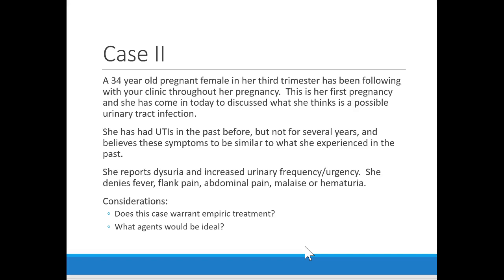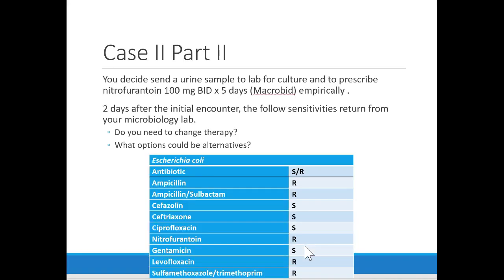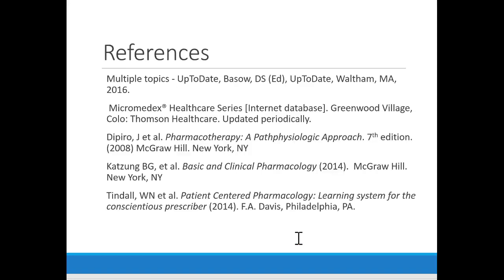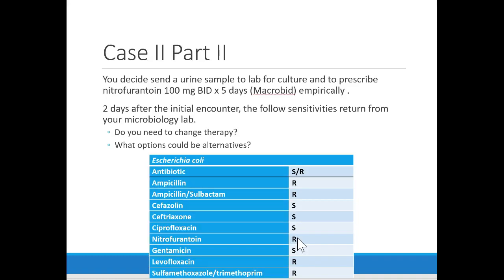So what agents would be ideal? Let's talk about something first. Your plan basically will involve prescribing something and culturing your urine. So you're going to culture the urine and prescribe the Macrobid. Two days after that initial encounter, you get some sensitivities back with E. coli growing. Almost all urinary tract infections are caused by E. coli, so it's not uncommon. We're going to see nitrofurantoin is, of course, resistant. Wow, what do you know, Chad? Why did you do that to us? Now we have to consider an alternative.